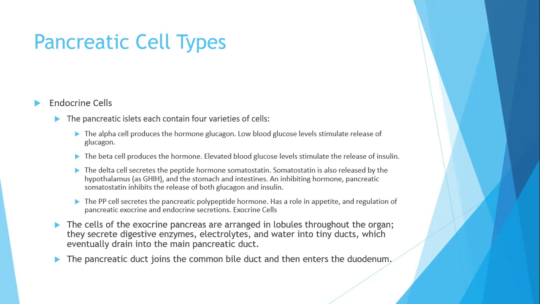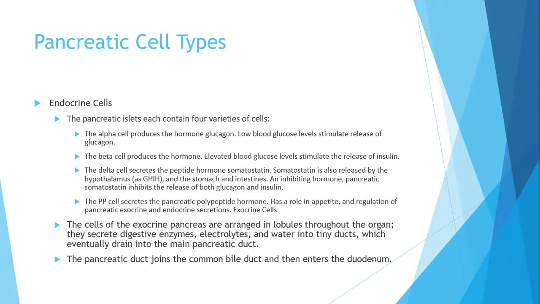There's another cell called the PP cell that secretes pancreatic polypeptide hormone. How do you like that name? And that's where the PP comes from, pancreatic polypeptide. It has a role in appetite and the regulation of the pancreatic exocrine and endocrine secretions.